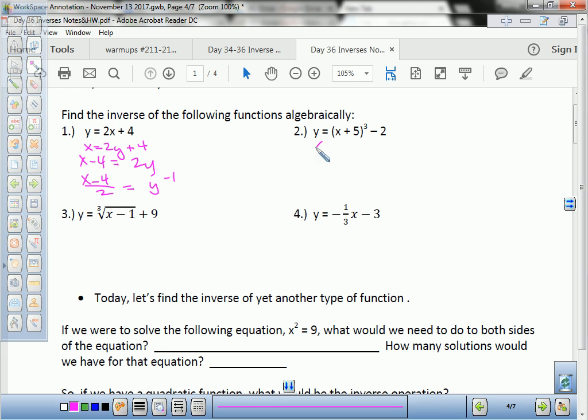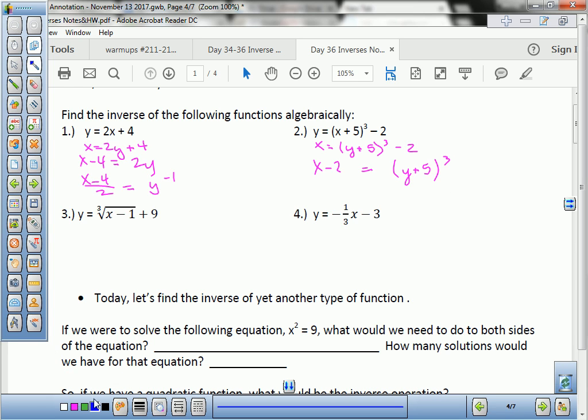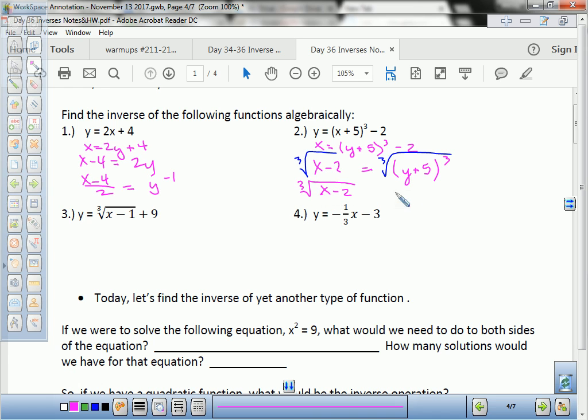All right, this one, we switch the x and y and we solve for y. So we're going to move the 2 over. We undo our cube by taking the cube root of everything over here and everything over here. So we get the cube root of x minus 2. We move the 5 over, and that's our inverse.